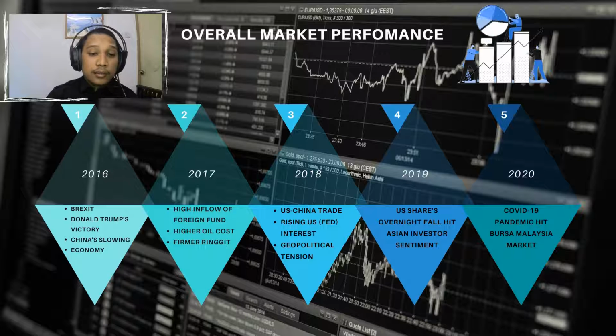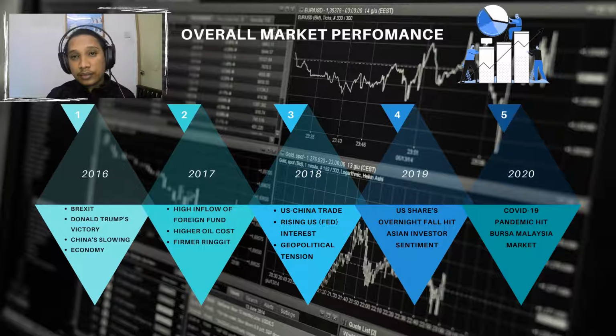Next is the year 2019. On the last trading day of 2019, the KLCI lost its support, as the US shares' overnight fall hit Asian investor sentiment. The benchmark index of Bursa Malaysia, the KLCI, lost 26.91 points or 1.67% to finish the year at its intraday low of 1,588.76 points.